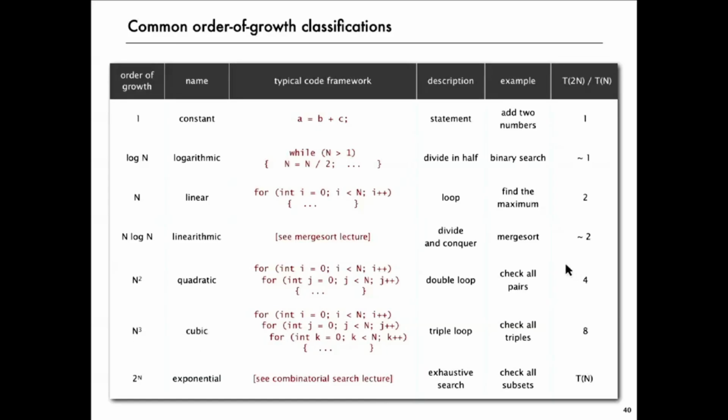For a quadratic algorithm or a cubic algorithm, the doubling factor is 4 or 8. As the input size doubles for a cubic algorithm, the running time goes up by a factor of 8. And that's the kind of calculation you can do in your head while waiting for a program to finish.